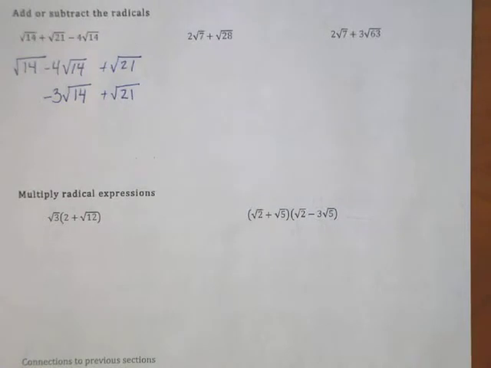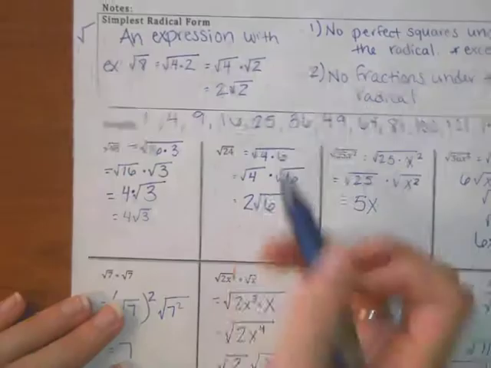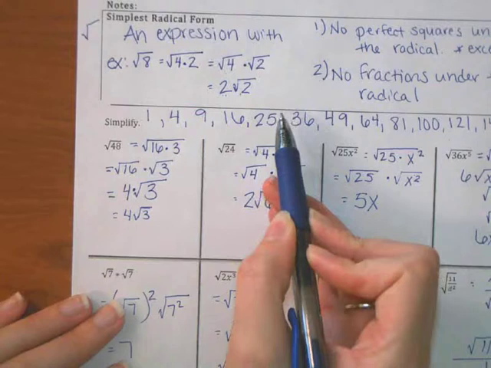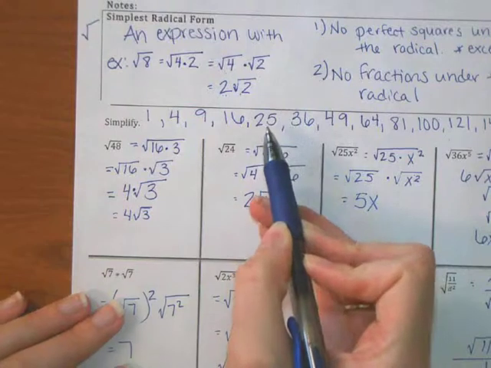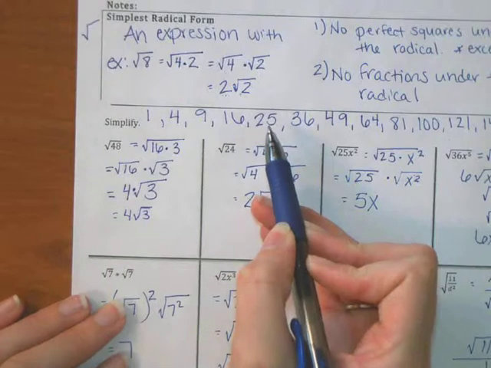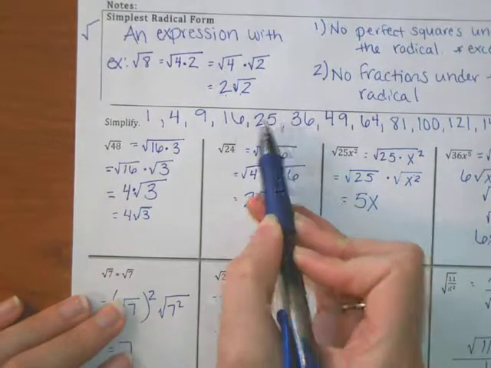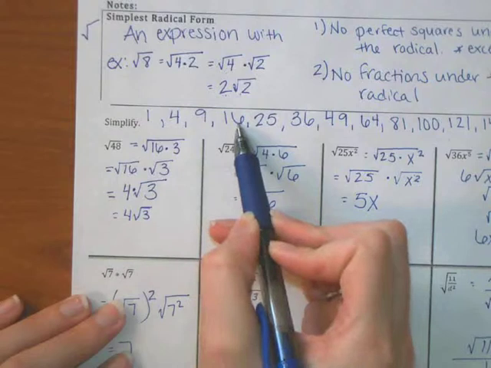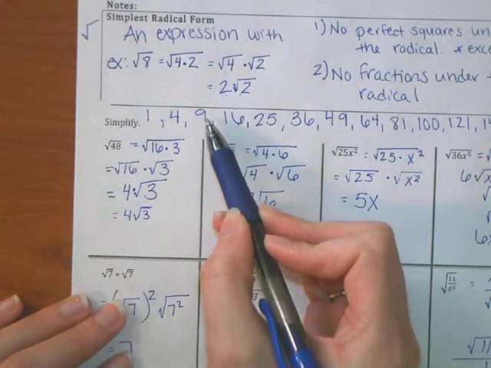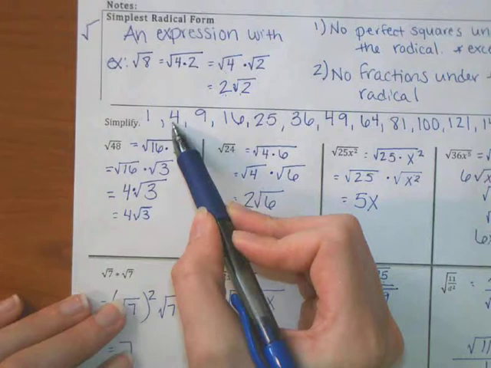So what perfect squares go into 28? Does 9 go into 28? No. Does 25 go into 28? Well, it goes into it, but there's some left over, so we want perfect factors. Does 16 go into 28? No. Does 9 go into 28? No. It's 4. Does 4 go into 28? Yes. Alright.